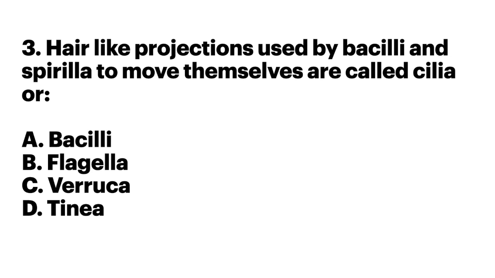Number 3, hair-like projections used by bacilli and spirilla to move themselves are called cilia or A. Bacilli, B. Flagella, C. Verruca, D. Tinea. The answer is B. Flagella.